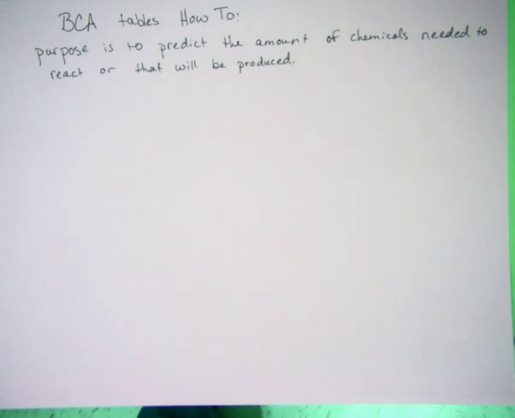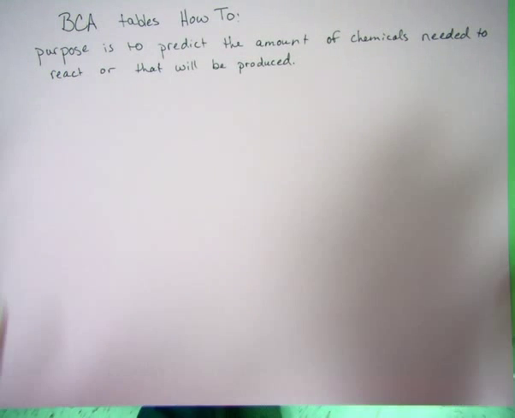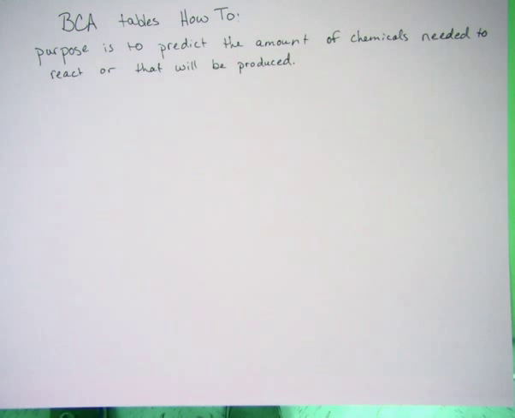How-to on doing BCA tables. The purpose of this whole calculation is to predict the amount of chemicals needed to react or the amount of chemicals that will be produced at the end of the reaction. So basically this is used in industry. Eli Lilly would use this to say, I need so much of this chemical to make this product so I can use it in another reaction, or things like that.